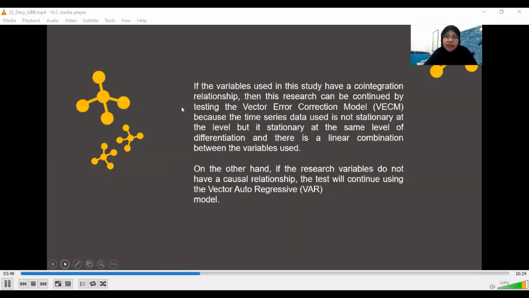Okay, this is the keyword of our research. If the variables used in the study have a co-integration relationship, then this research can be continued by testing the VECM, or vector error correction model. We can see that because data is not stationary at the level, but it's stationary at the same level of differencing, and there is a linear combination between the variables used. On the other hand, if the variables don't have a causal relationship, the test will continue using the vector autoregressive or VAR model.